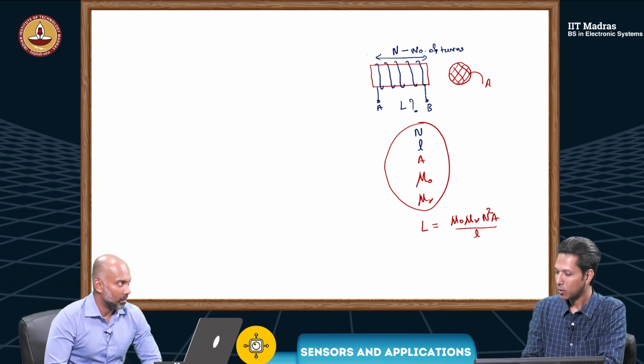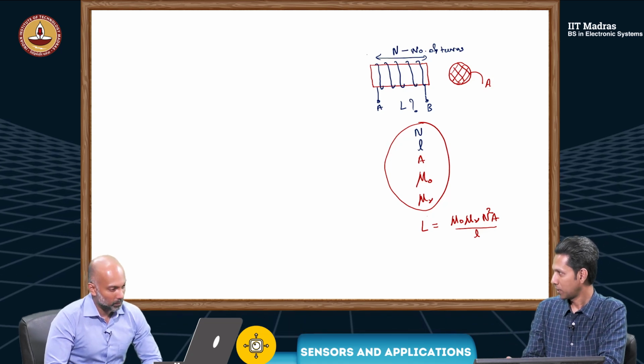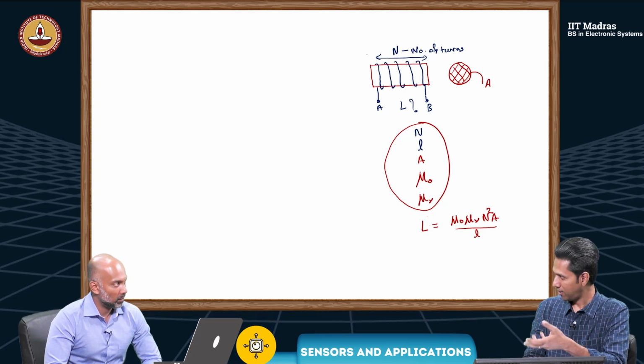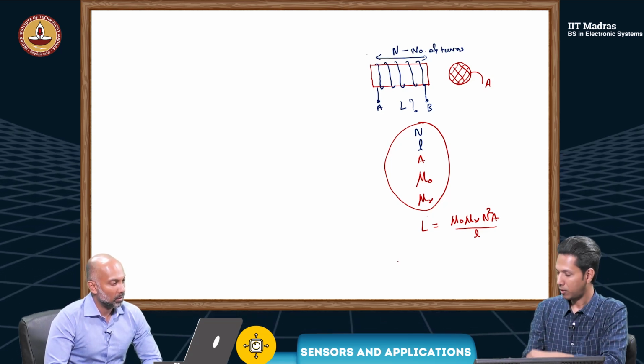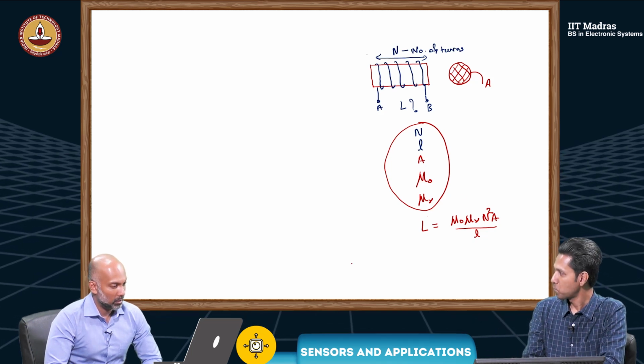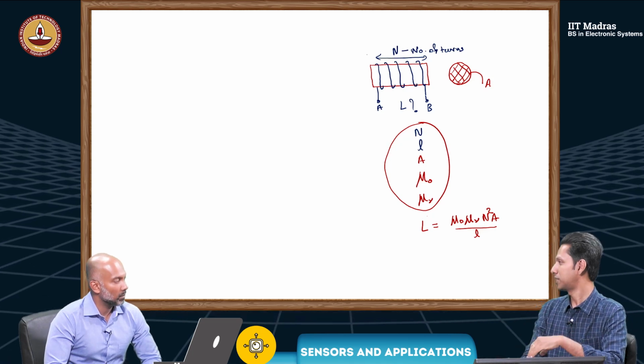So it's only a function of the physical parameters: the size of it, the number of turns, the magnetic material. If it's a ferromagnetic material that is used, then its relative permeability, and permeability of air. Only those physical parameters.